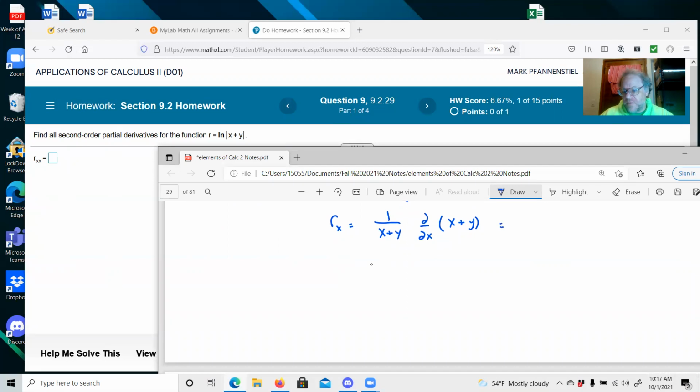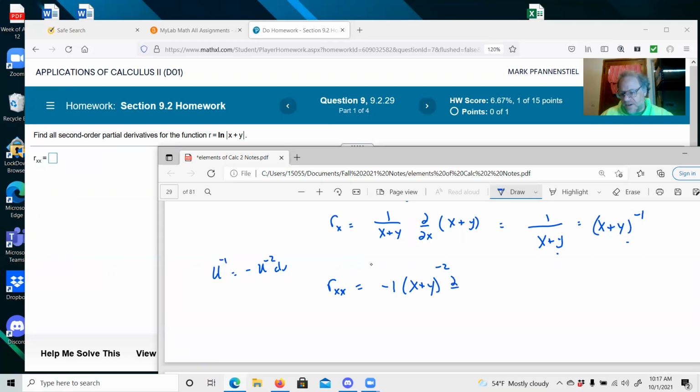So this is going to be 1 over x plus y, which is equal to x plus y to the negative 1. Why am I doing that? Because they want a second derivative, so we're going to have to take the derivative of this. I didn't want to use product or quotient rule, I want to use power rule. So this is going to be negative 1 times x plus y to the negative 2. That's the derivative of u to the negative 1 is equal to negative u to the negative 2 du.